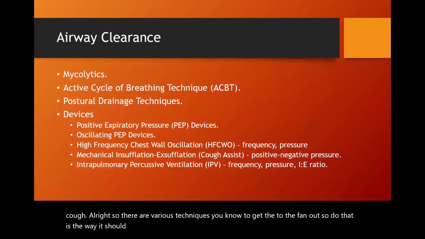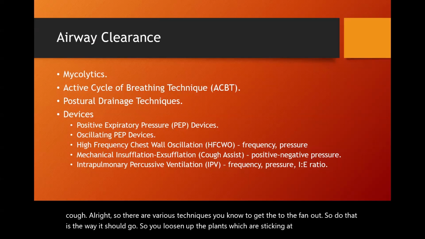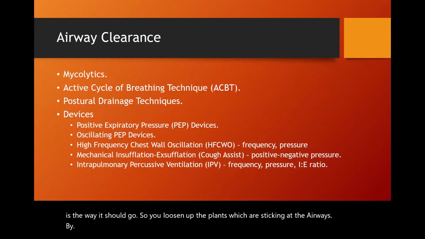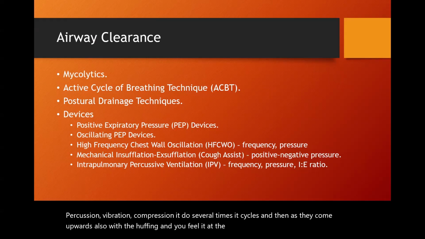So you loosen up the phlegm, which is sticking to the airways, by percussion, vibration, compression. You do it several times in cycles, and then as the phlegm comes upwards, also with the huffing, if you feel it at the throat level, then you do the control cough. Control cough, there's a word to that.